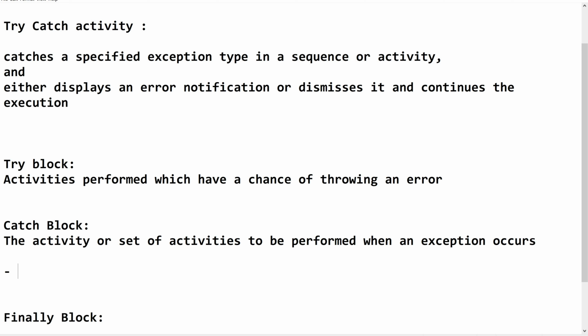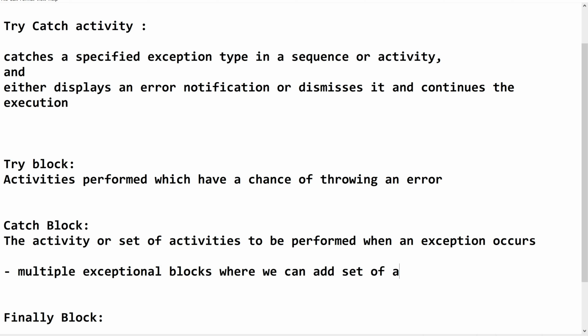And the most important point here is there is not a single catch block. Inside the catch block you could have n number of exception blocks. So for example, the most generic is exception, okay, and later you could get some argument exception, IO exception, all these kind of exceptions. So for each exception block you can add n number of activities into it. So there will be multiple exception blocks where we can add a set of activities accordingly. Okay.